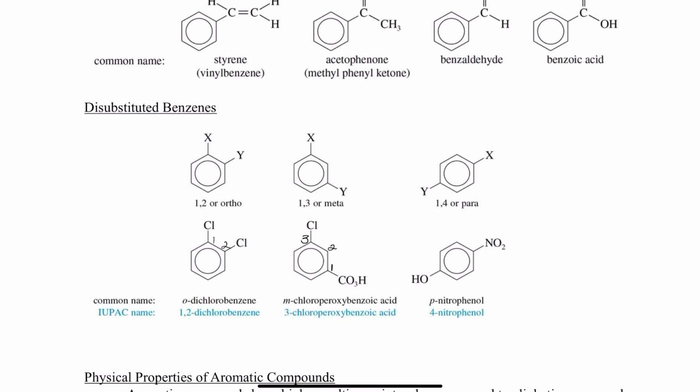And then whenever we have our substituents in the 1,4 position, they are para. Again, our alcohol will take priority over our nitro group. So alcohol will be 1, and our nitro group is going to be 4. So this is p-nitrophenol.